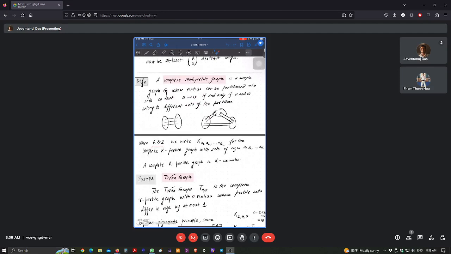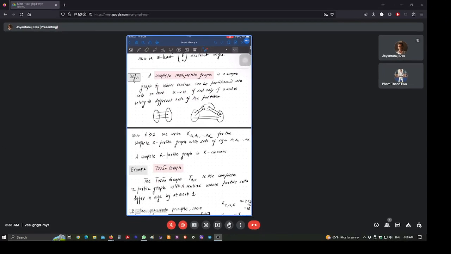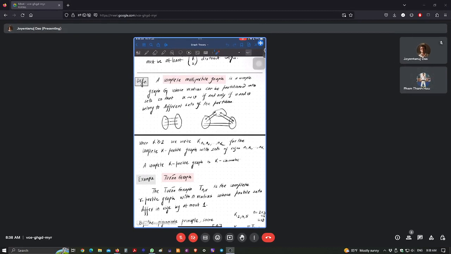Suppose we are assuming that there are k parts, and then we use the notation K of n1, n2 up to nk, where n1, n2, and so on are the number of vertices in each of the partitions. So this is the notation we use for a complete k-partite graph, which means all possible adjacencies are there.